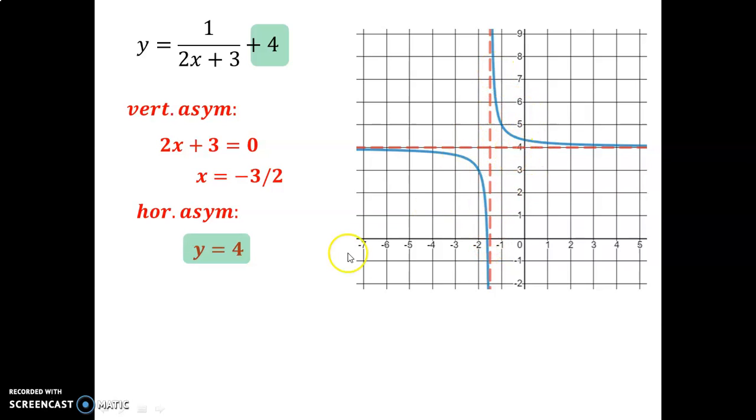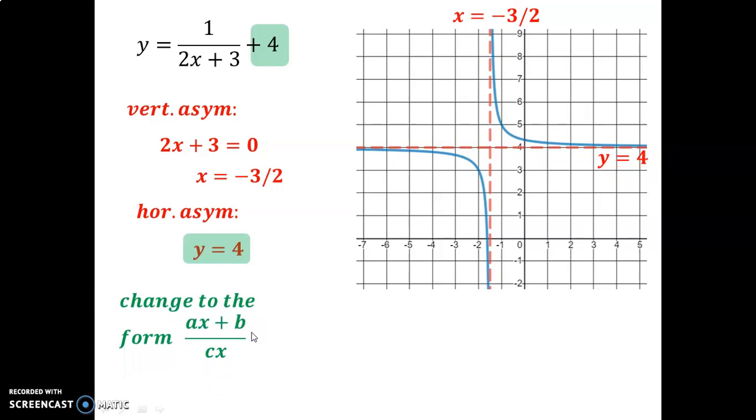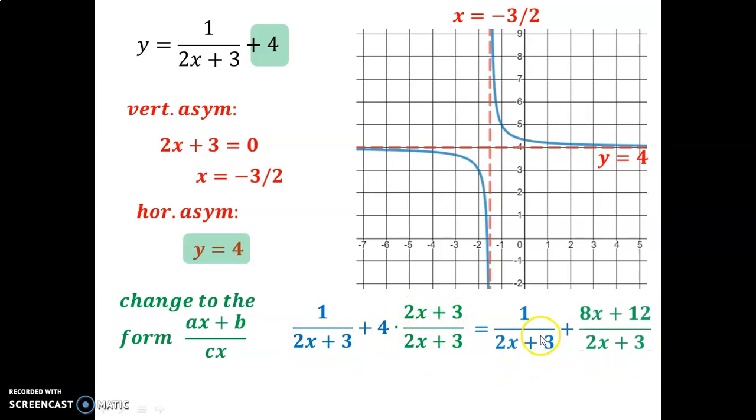So there's our graph. Now let's try to change the form of this one as well. Let's see what we get. Okay, so try this one out. Okay, changing the form, take the second number, multiply by 2x plus 3, because that's the denominator there. We're going to make a common denominator. Multiply this, we get 8x plus 12. Combine those fractions now, we get 8x plus 13. So there's our changed form. Now, we learned that this number here is our horizontal asymptote. We see 4 and 4.